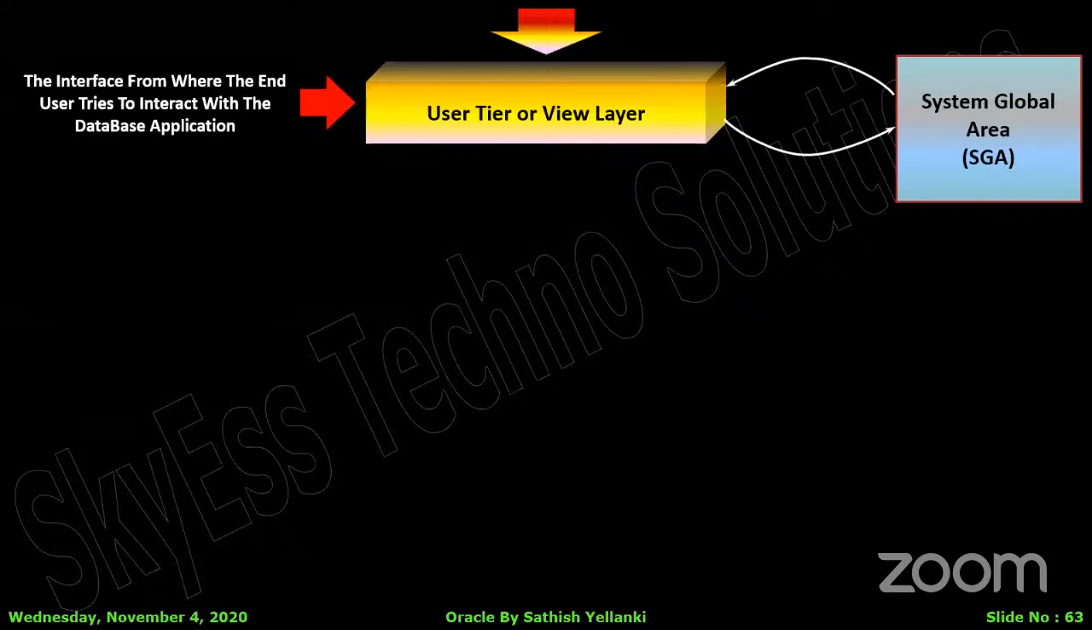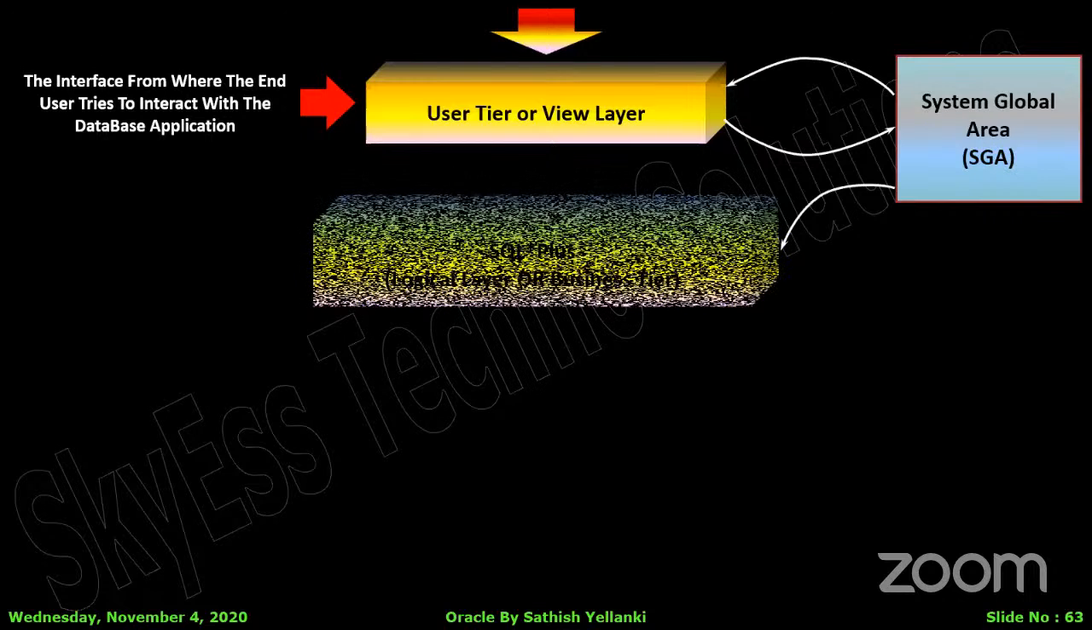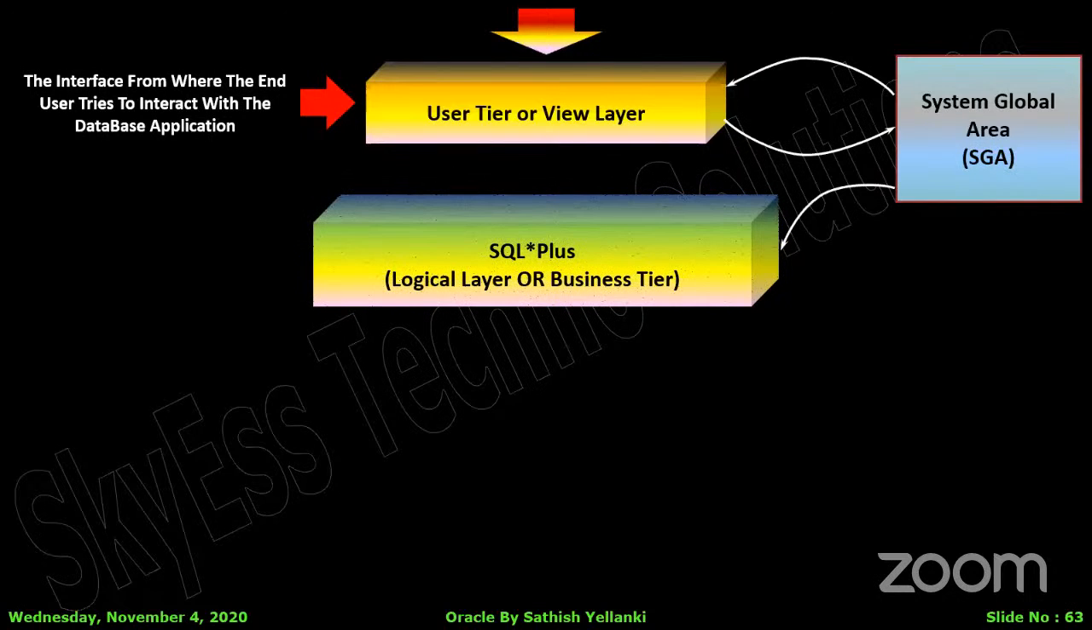If the particular data you're requesting is not available in the SGA, then Oracle will try to push your request towards its middle layer architecture, that is totally run by SQL*Plus, or the logical layer, or business tier, that is managed by Oracle. Am I clear?